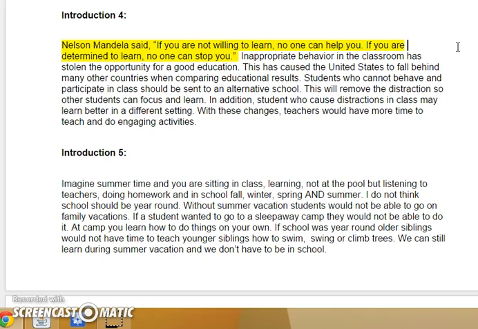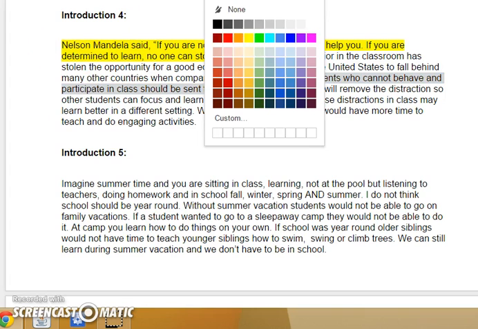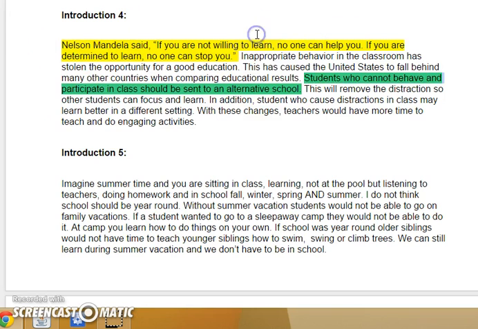Inappropriate behavior in the classroom has stolen the opportunity for a good education. This has caused the United States to fall behind many other countries when comparing educational results. Students who cannot behave and participate in class should be sent to an alternative school. Well, you all have seen this paragraph before, and you know that that is the claim. Now we're looking for reasons.